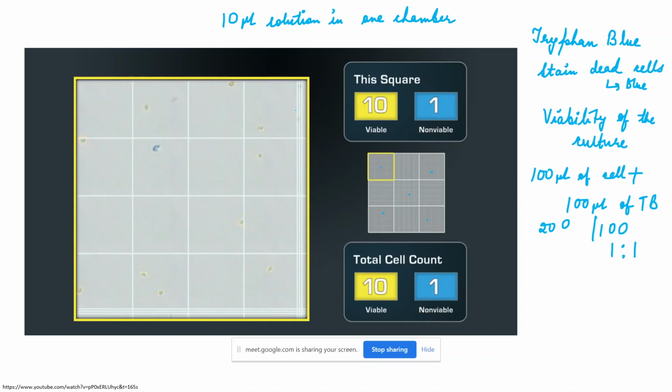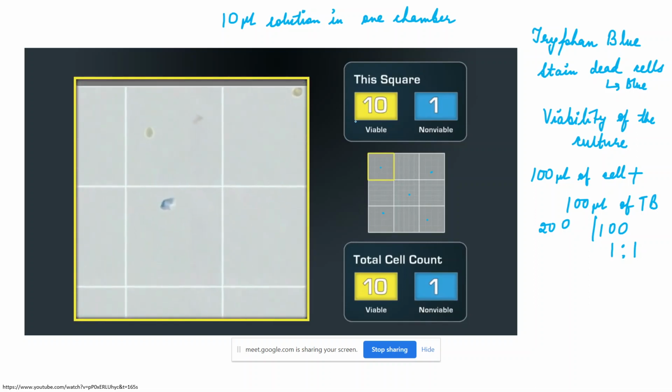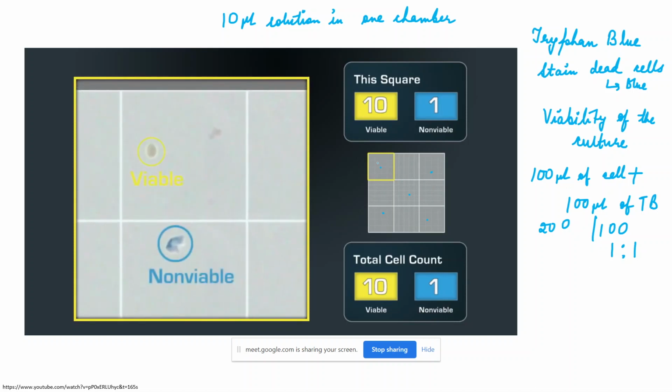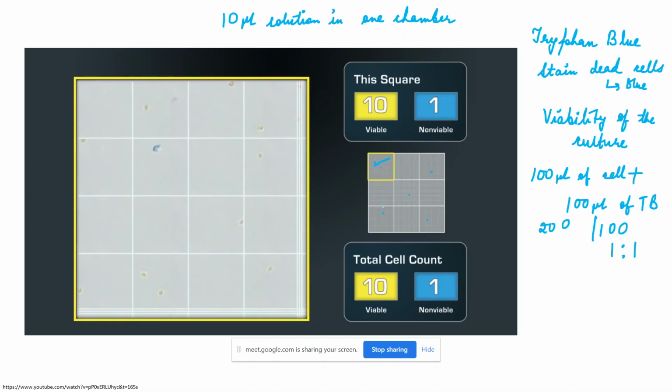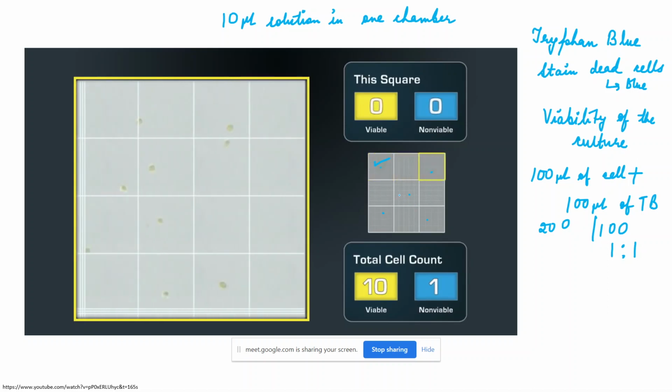So here we have 10 viable cells and 1 non-viable cell, but this is the case only for this square which is outlined in yellow. We still have to count 4 more squares. It's a different practice in different labs. Some labs prefer counting just these 4 corner squares, and some labs prefer to count the 4 corner squares but also the middle square.